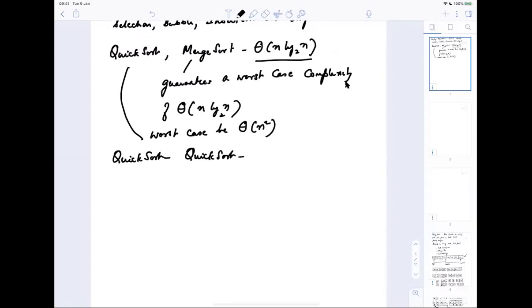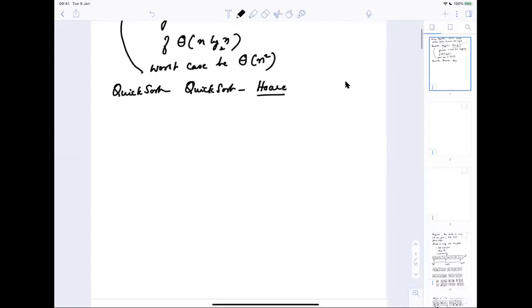This was actually designed by Hoare, one of the founding computer scientists. In fact, Hoare rules is what we used for proving correctness of programs. And he is also responsible for this. So let's see how quicksort works. Let's take an example.